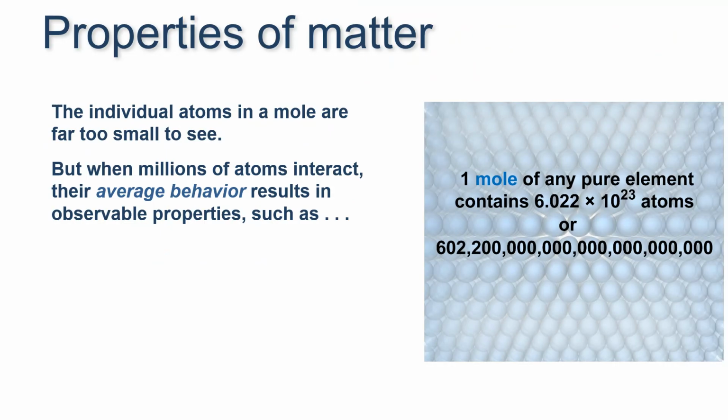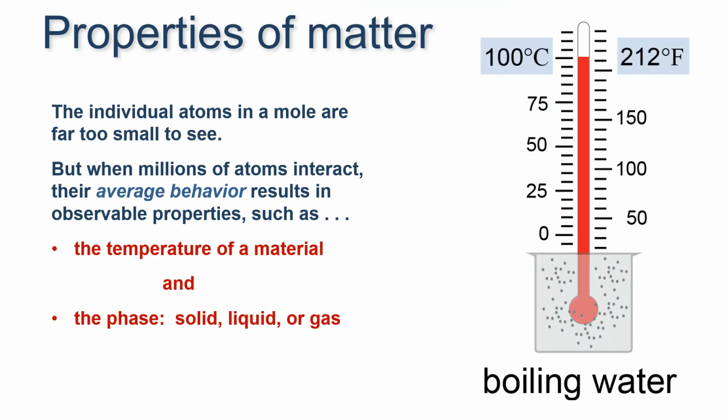But when millions of atoms interact, their average behavior is observable. And the most common things that we can observe are temperature and material. The temperature of the material, we could feel that with our hands. My coffee this morning was very hot, and I poured it in the cup, and as I took my first drink, I could feel the heat hit my face. I was like, oh, wow, it was really hot.